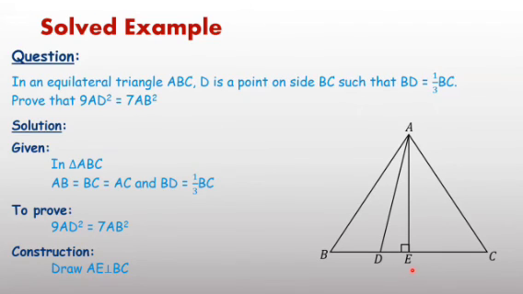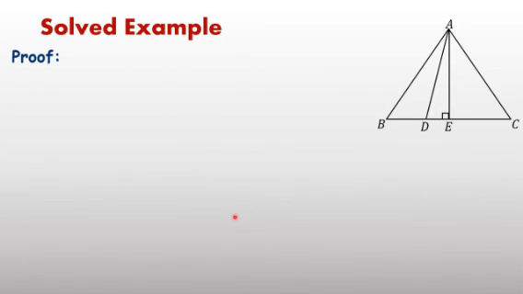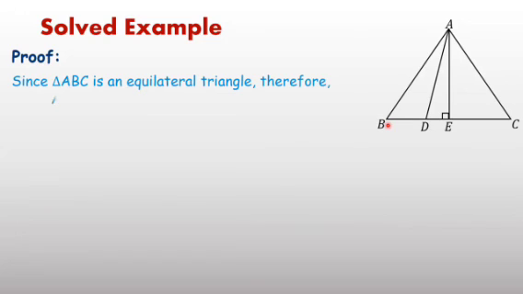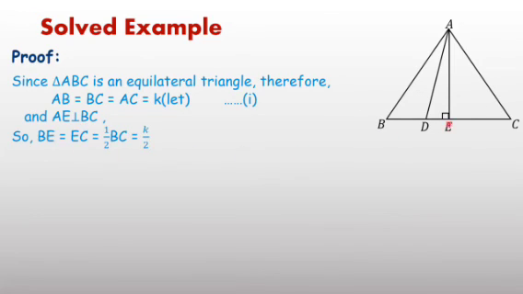Now, next step, proof. AE is perpendicular to BC. It implies triangle AEB is a right angle triangle. Already we have covered in triangle ABC, it is an equilateral triangle, means all sides are equal. And let the measurement of all sides be K. Second part, AE perpendicular to BC, and it is an equilateral triangle. Therefore, we can write E is the midpoint of BC. Means BE equals EC equals 1 by 2 BC, or K by 2, because the measurement of sides is taken as K.